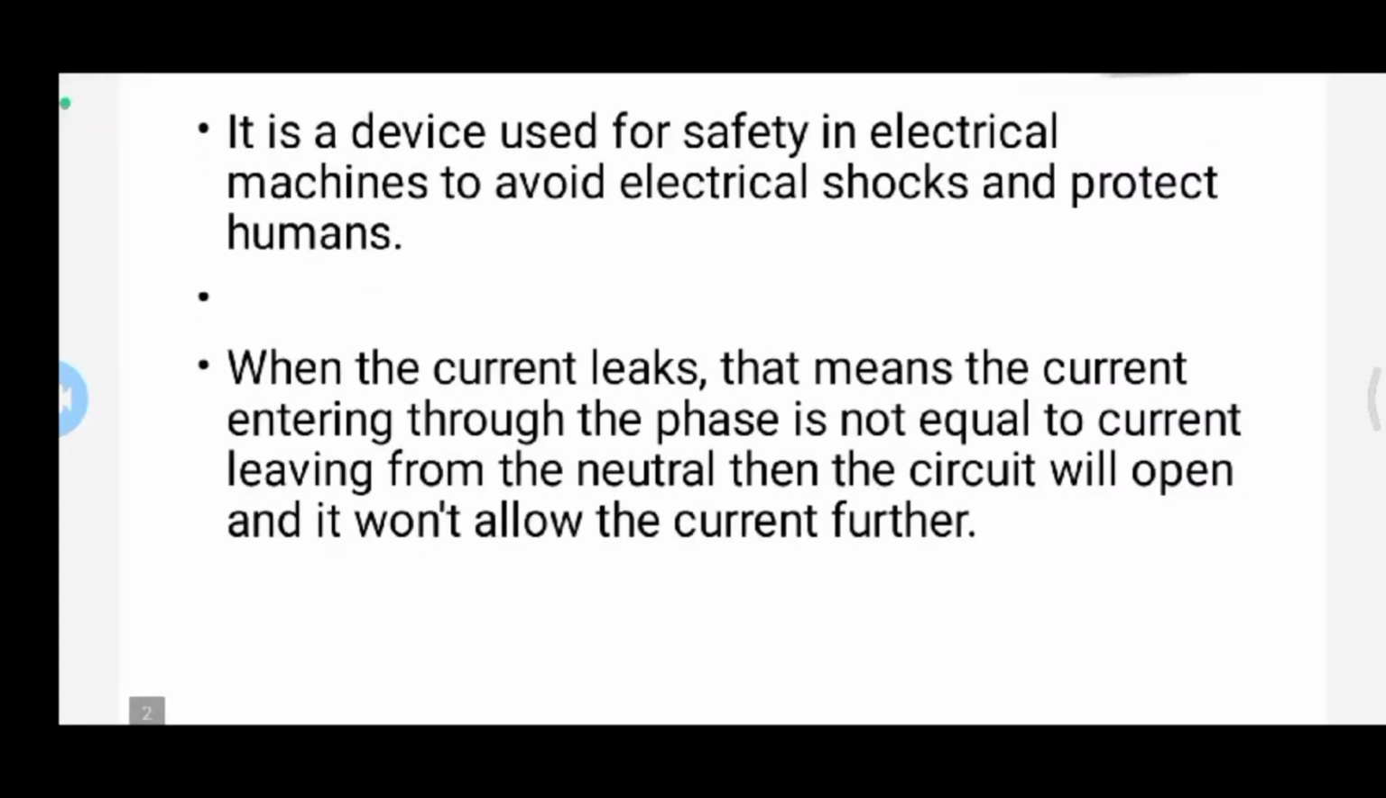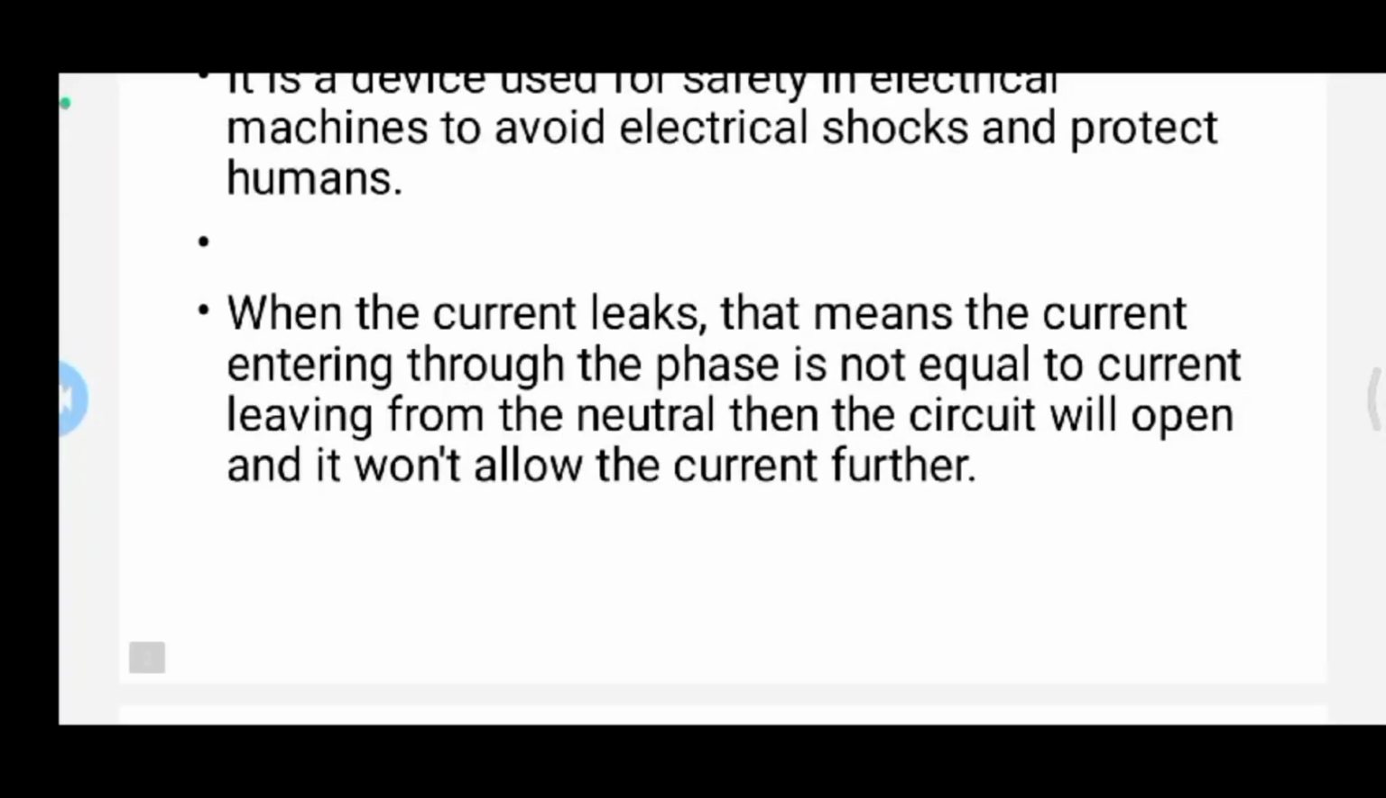When there is current leakage, that means the current entering through the phase is not equal to the current leaving from the neutral, then the circuit will open and it won't allow the current further. What is meant by current leakage? For example, when you touch the fridge or cooler, we get an electrical shock. Why? Because there is a leakage of the current at the load. That is called leakage of the current.